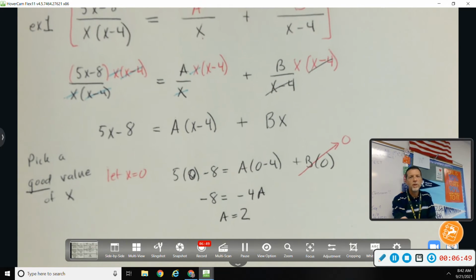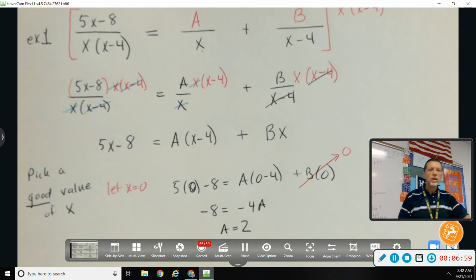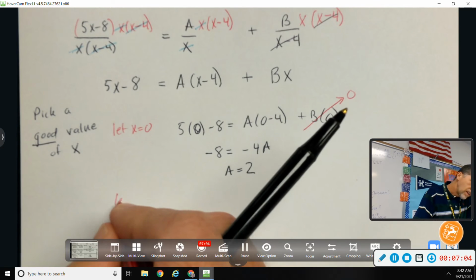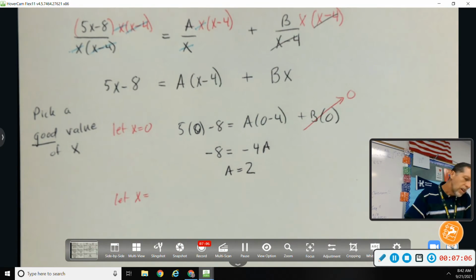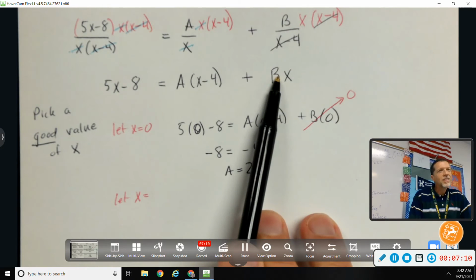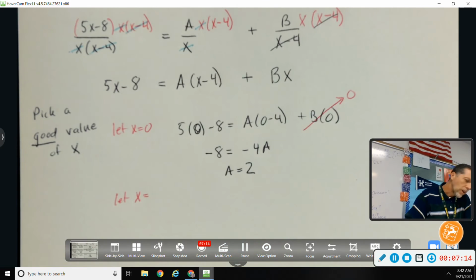And remember, big picture, so I'm zooming out here. I knew the denominators right away. Now I'm trying to find those numerators. I got one of them, a is 2. Well, let's pick another value of x. We picked one value that made this term go away. Let's pick a value that makes this term go away. So let's pick 4.